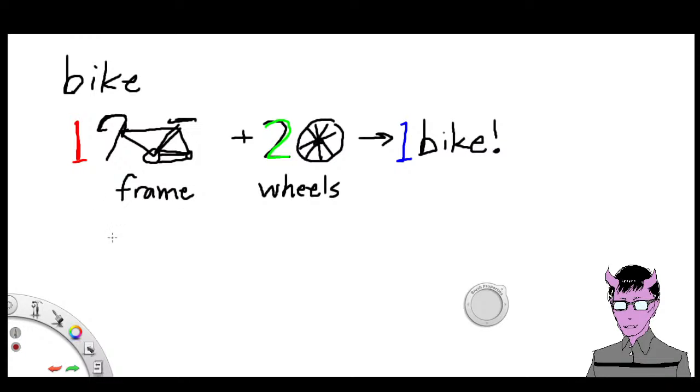Alright, so here is a problem. If I gave you 2 frames, and I give you 4 wheels, the question is, how many bikes can you assemble, assuming all the parts connect? Well, since you have 2 frames, 1 frame will need 2 wheels, right? And so it's a 1 to 2 ratio. Let's use some color. So for every 1 frame that you have, you require 2 wheels.